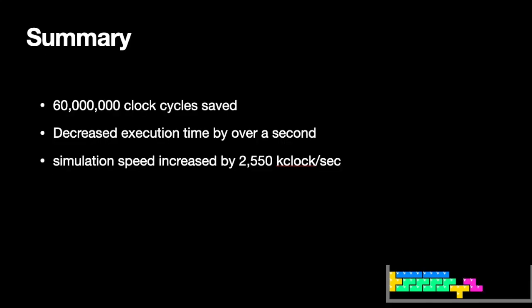In total, the optimizations made to the ASM code were able to reduce the number of clock cycles by nearly 60 million, the execution time by over a second, and increase the simulation speed by over 2,550 kiloclocks a second.